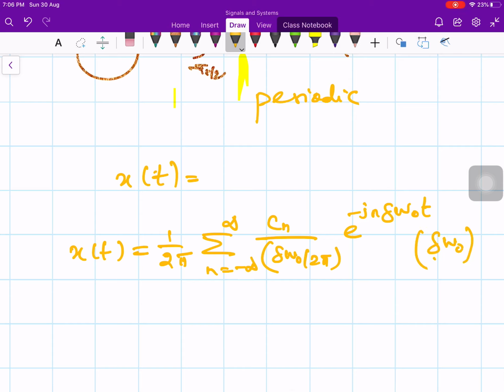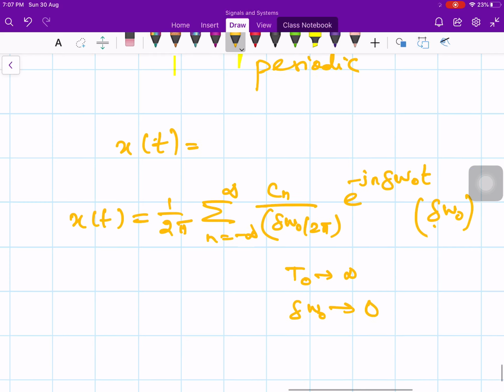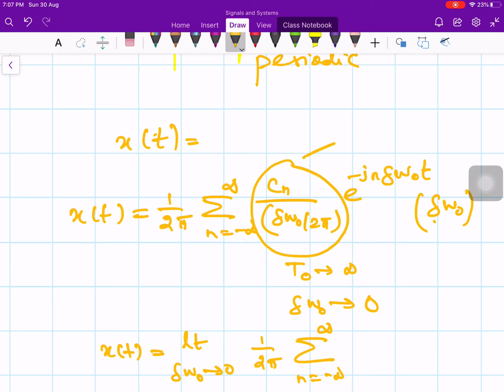Okay, now you take the limit, that is, T naught goes to infinity. What does that mean? Delta omega naught goes to 0. Therefore x of t is equal to the limit as delta omega naught goes to 0 of 1 over 2 pi, the sum over n from minus infinity to plus infinity. And what is this? Just now we have derived this. This is the Fourier coefficient density x of j omega.